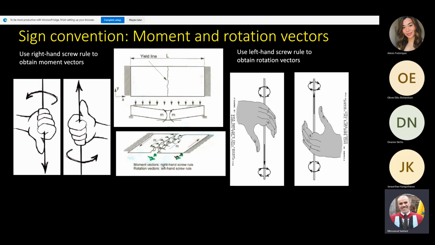To make it easy, we define the moments and the rotations in terms of vectors. So we are going to convert the moments to vectors, and we are going to convert the rotations to vectors. And then I can express a moment along a yield line as a vector, and I can convert a rotation about an axis again as a vector. How do we do that?